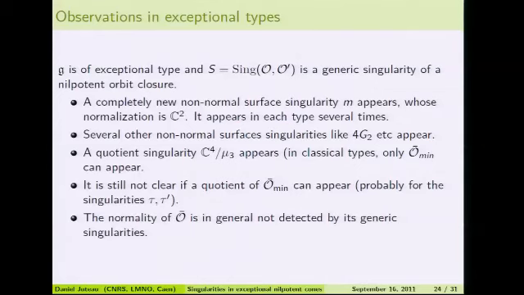What about these minimal degenerations in exceptional types? We have this singularity M, which didn't appear in classical types, which appears a lot.